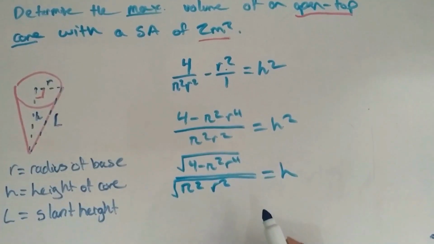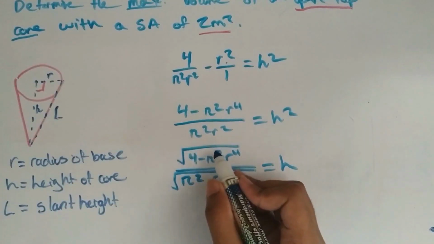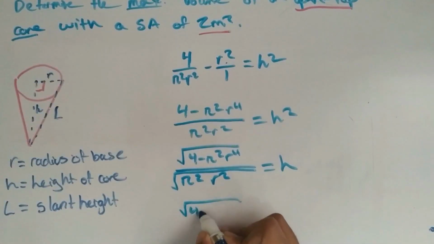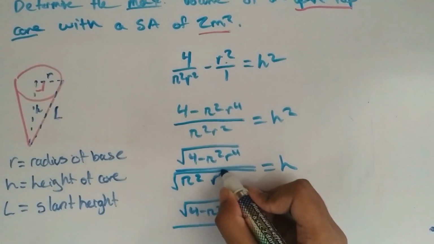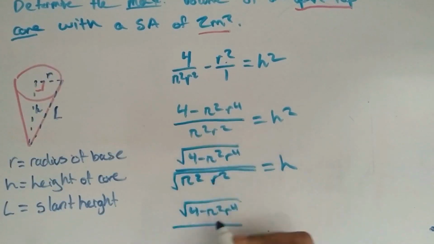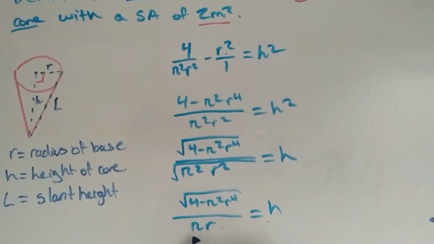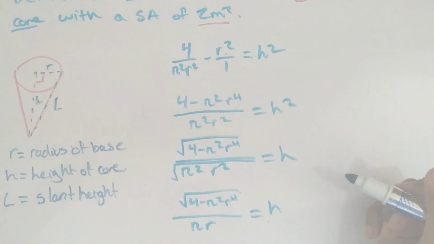Moving on with the next step, the numerator with the square root cannot simplify because of the 4, so that stays. It's going to remain the square root of 4 minus pi squared r to the 4. However, in the denominator, the square root and these squares will cancel out, so we're just going to be left with pi r. So now we've successfully isolated h. This is our equation for h: the square root of 4 minus pi squared r to the 4, over pi r, is equal to h. Now we can start to plug this back into our volume equation. So let's go ahead and do that.